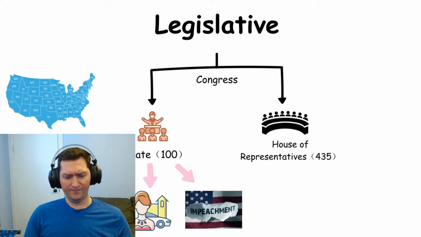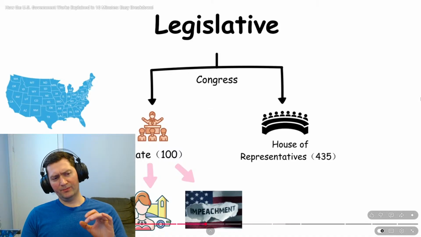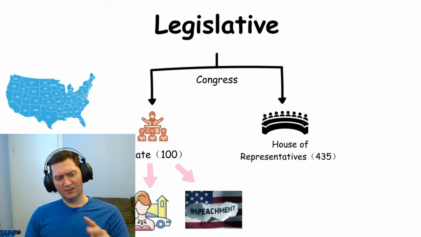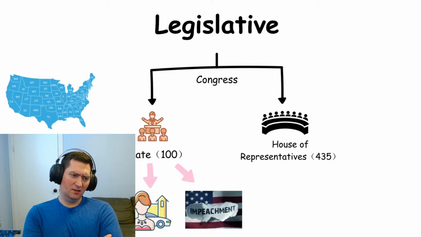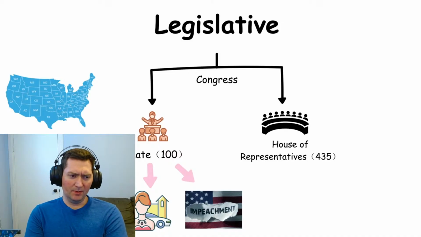So the Senate, if it's 2 from each state, that means that the larger states have a lower per capita representation. The less populous states have a larger per capita representation in the Senate.